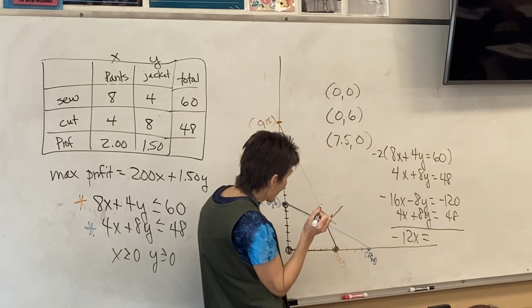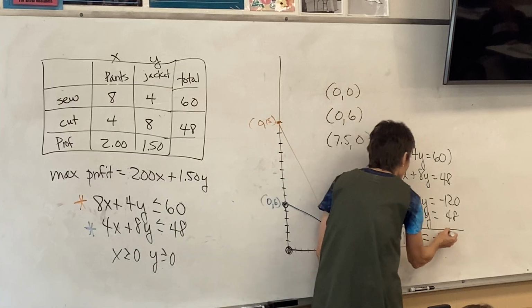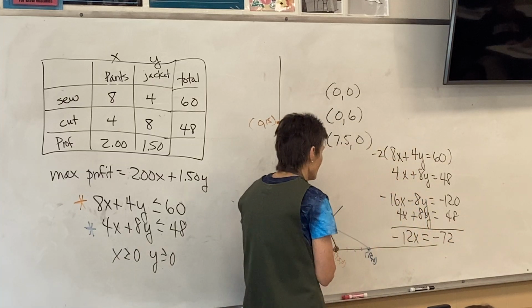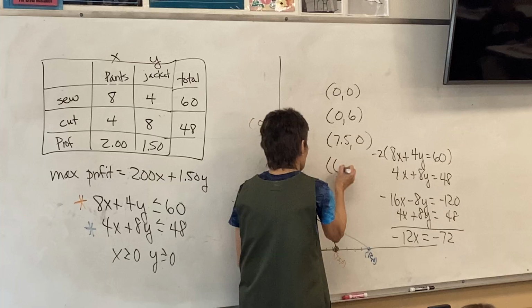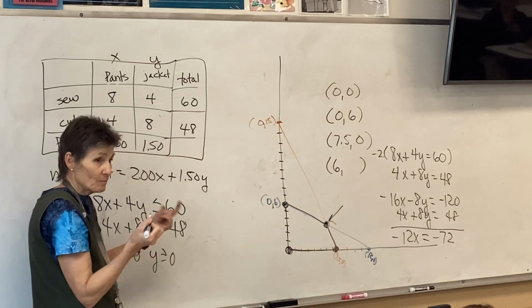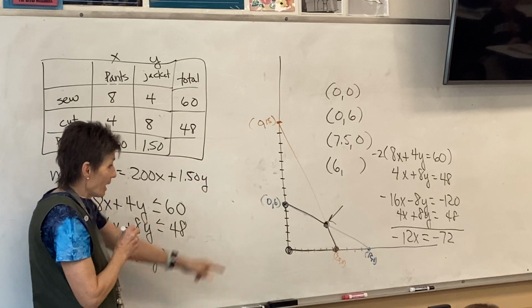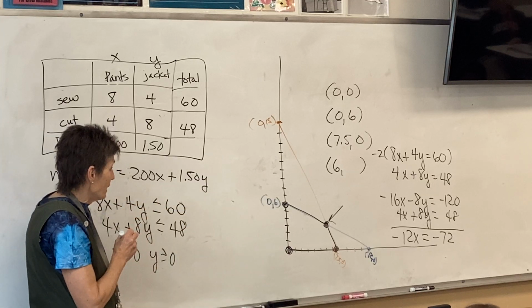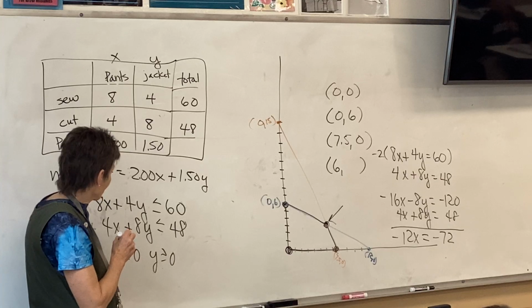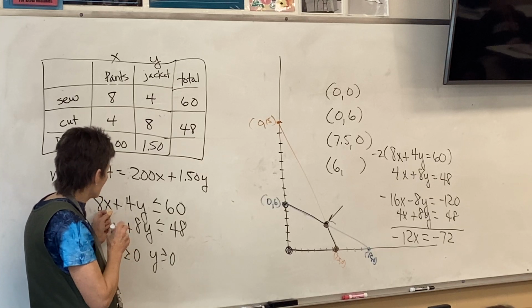So what is that? Good grief. That's negative 72. So x is 6. I got that off my graph. Did you? Remember, if you've got a really good graph and you trust it, you can go with it. I don't have a good graph at all. So x is 6. And if x is 6, is y 3?